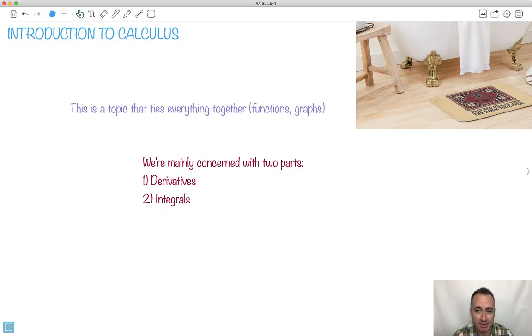I don't know if you've ever seen this really old reference right here. This is from a movie called The Big Lebowski about a rug that tied everything together.